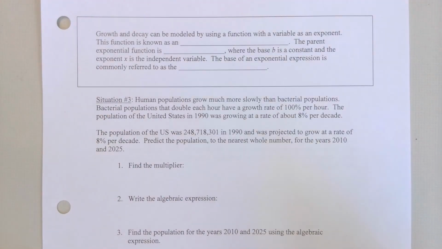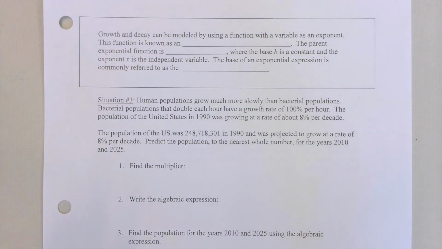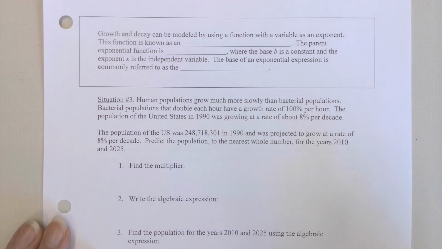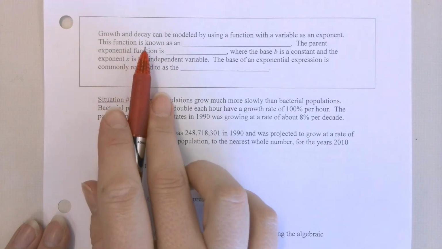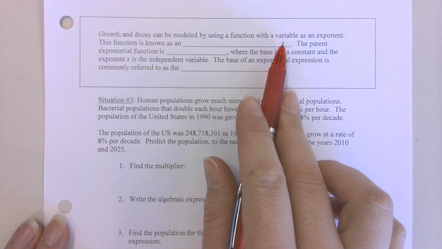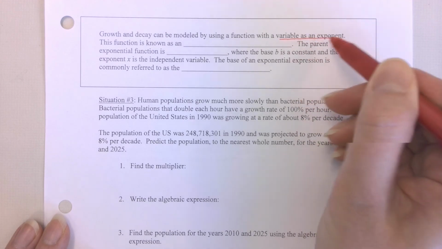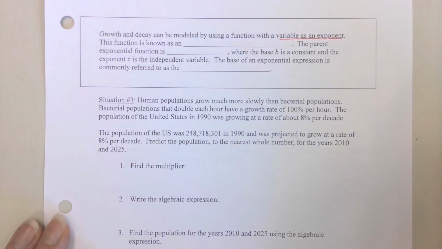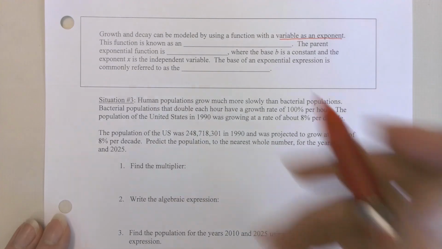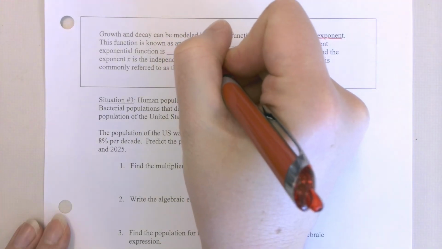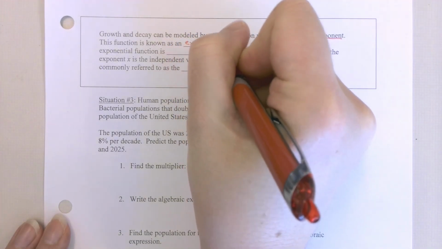Whoa. All right, so now we're going to focus on what we are looking at and what we are working on in this Algebra 2 level. We're going to talk about growth and decay that can be modeled using a function with a variable as an exponent, and that's what makes it exponential growth or decay. We have a variable in our exponent. This function is also known as an exponential function.